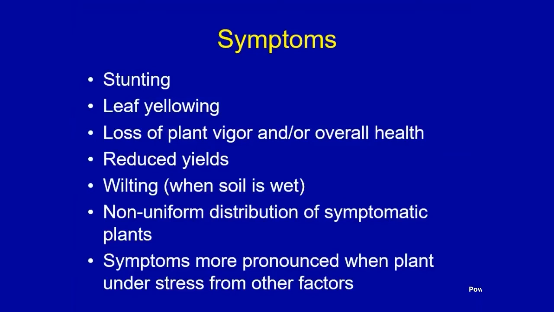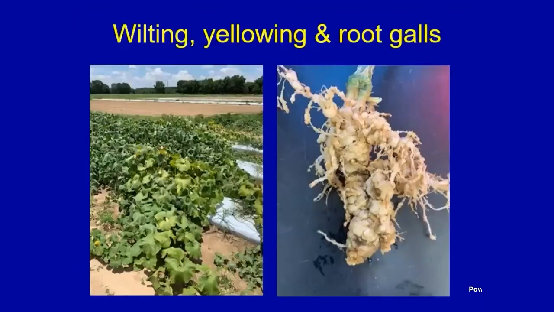And then symptoms are more pronounced when plants are under stress from other factors. For example, a couple of weeks ago, I was in a commercial carrot field down near Dothan, heavy root knot nematode pressure, and that soil was like a beach sand in that area. So the nematodes are very happy. This is some gourds I had out at Tallahassee 2 years ago. Looked at the plants, they were yellowing up. I knew something was going on here. Wilting, I felt the moisture in that bed.